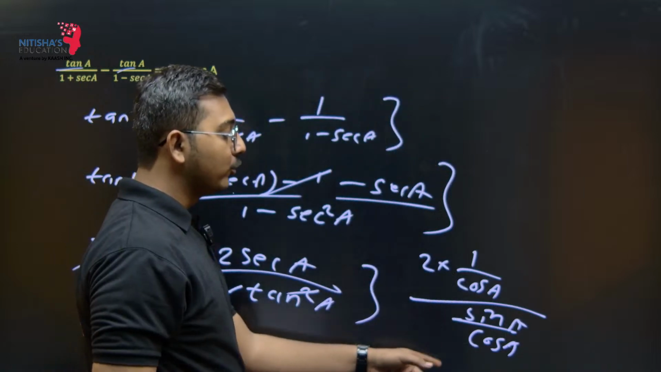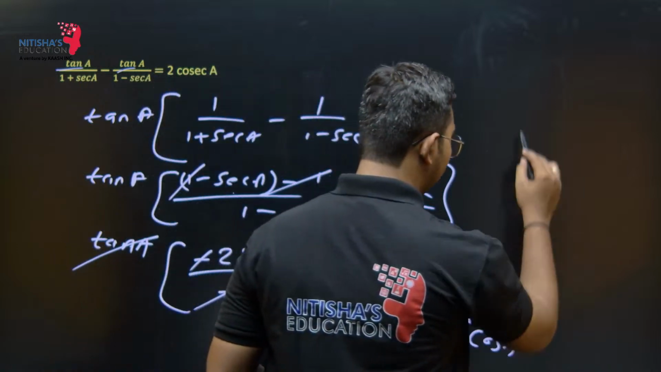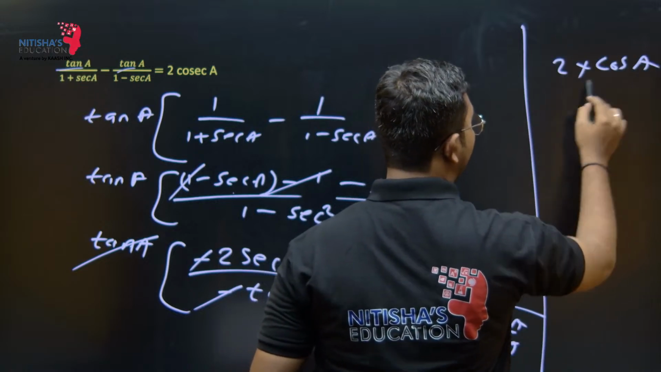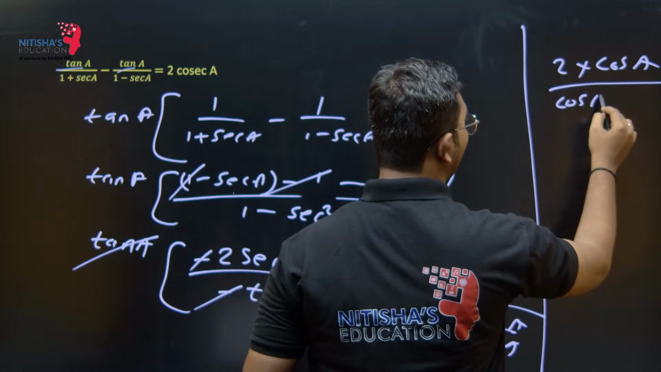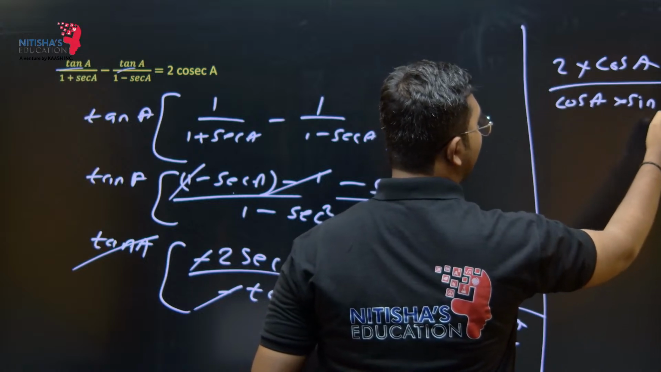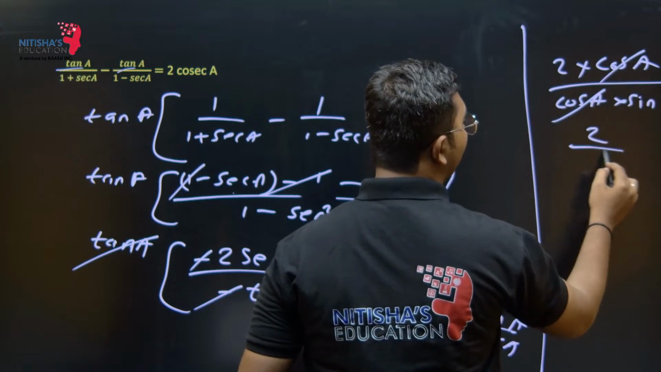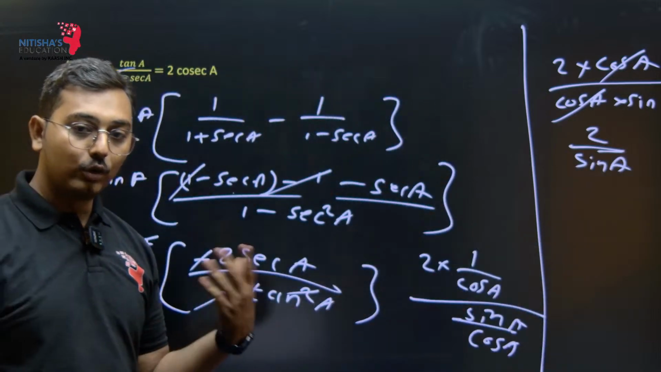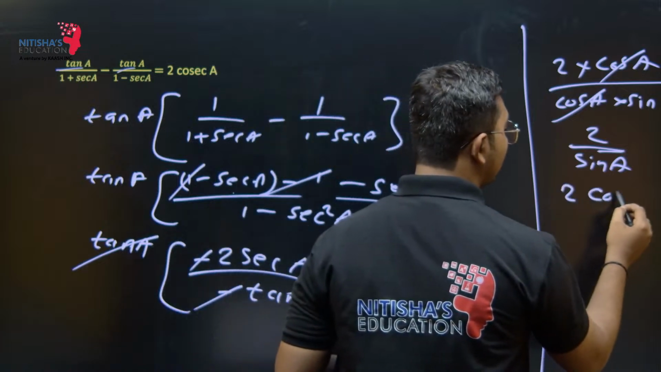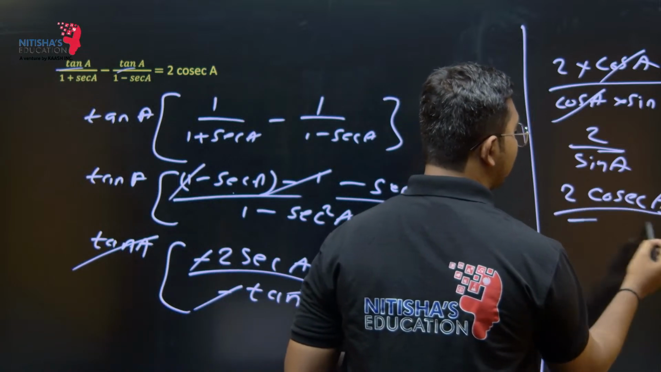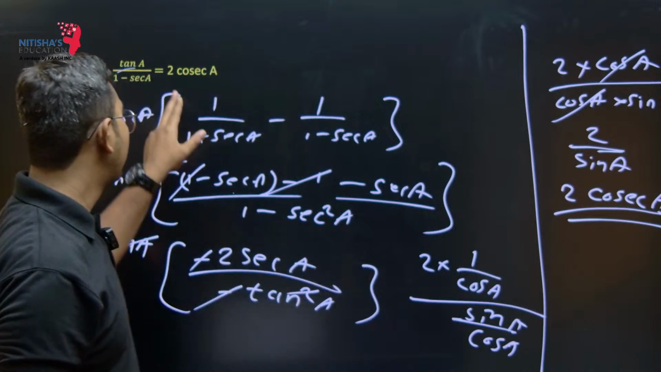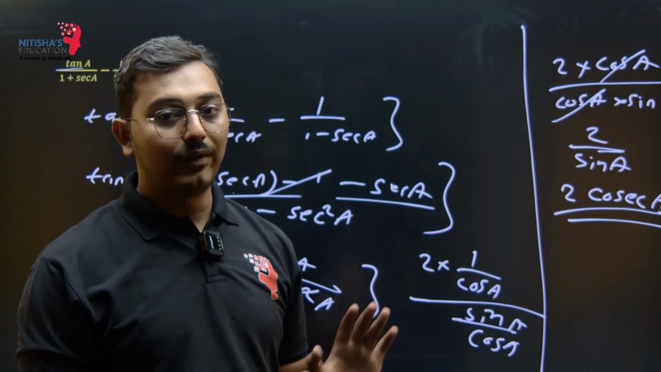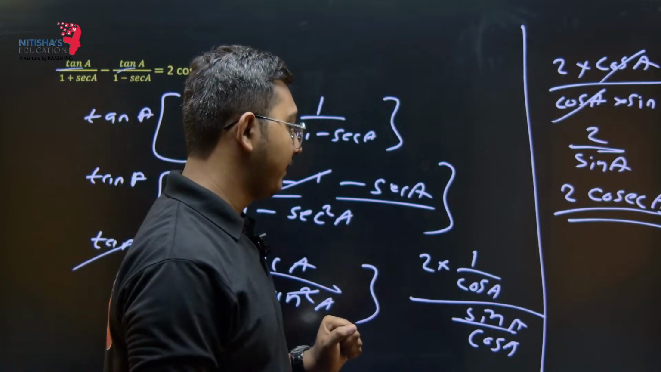Denominator of the denominator goes to the numerator. So 2 times cos A divided by cos A multiplied by sine A, which will provide you 2 upon sine A. What is 1 over sine? 1 over sine is cosec. So 2 times cosec A. This is the final answer which is provided to you. Okay. So if you just dive into the question, you will find the answer easily.